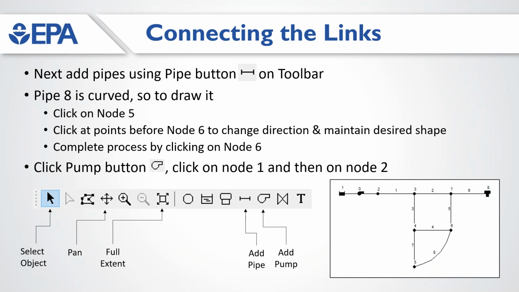Okay. Next, we will add the pipes. We'll begin with pipe 1, connecting node 2 to node 3, and repeat for pipes 2 through 7. Pipe 8 is curved, so it will be drawn slightly differently. After the pipes, we will add the pump. And now I'll show a short video of how to do this, and again, follow along in EPANET.